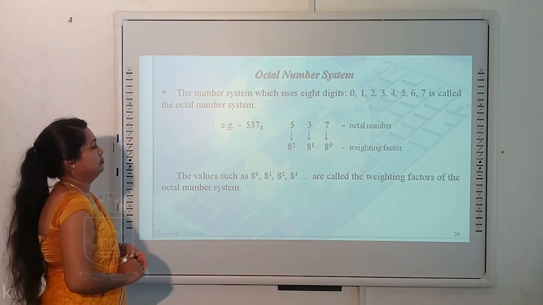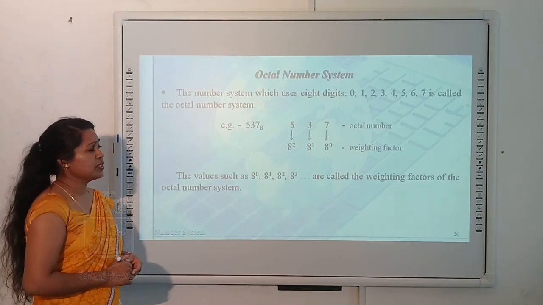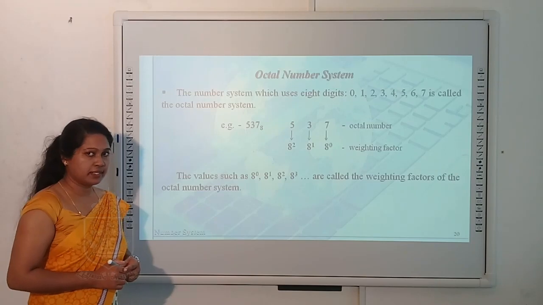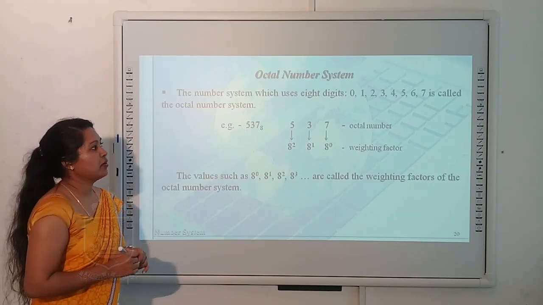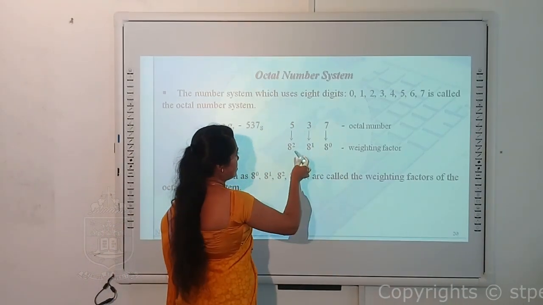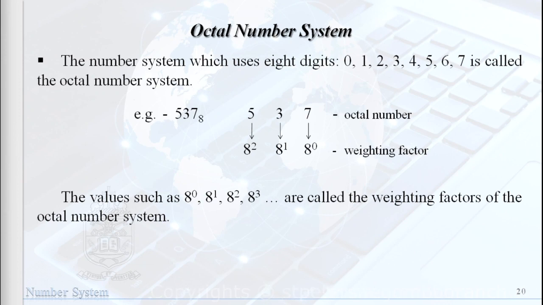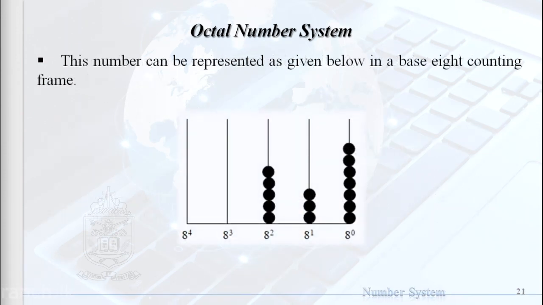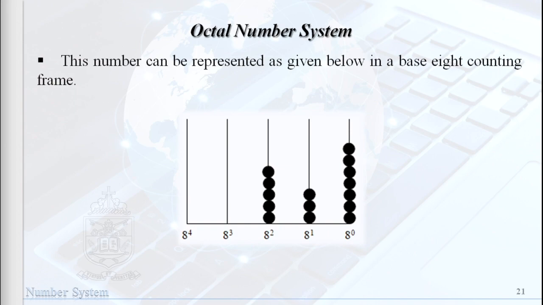Octal number system. This number system uses 8 digits, 0 to 7. Then this is the octal number and this is the weighting. Here, 8 to the power of 0, 8 to the power of 1, 8 to the power of 2 are called the weighting factors of the octal number system. This number can be represented as given below in the base 8 counting frame.